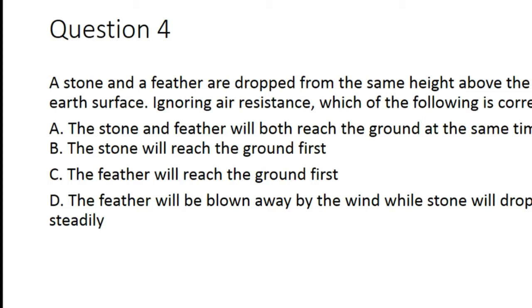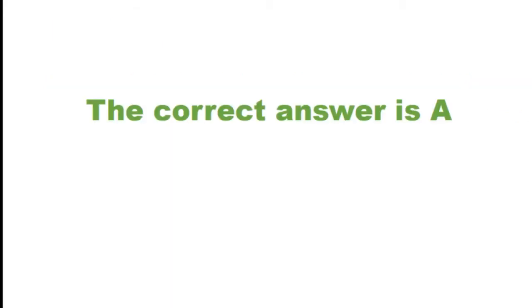Now, let's take a very close look at the question. A stone and a feather are dropped from the same height. Say you climb a building and you drop a stone and a feather from the same point. They said we should ignore air resistance. So which of the following is correct? If we are to ignore air resistance, the stone and the feather will both reach the ground at the same time. So A is the correct answer.